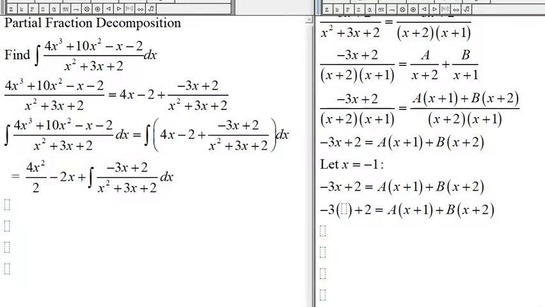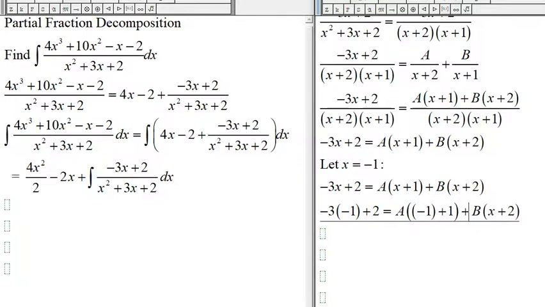Then in the place of x, we have negative 1. This is negative 1 times negative 3, which is 3. 3 plus 2 is 5. Negative 1 plus 1 is 0, so we get 0A. Negative 1 plus 2 is 1, and then we get 1B. So B is 5.